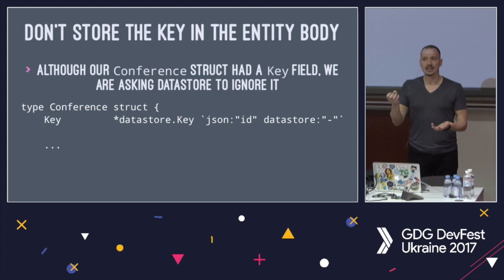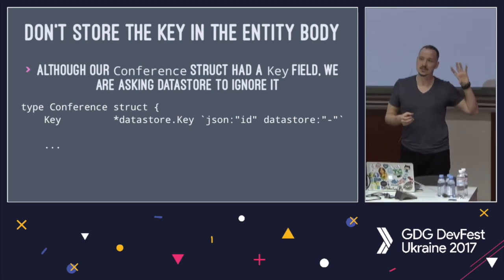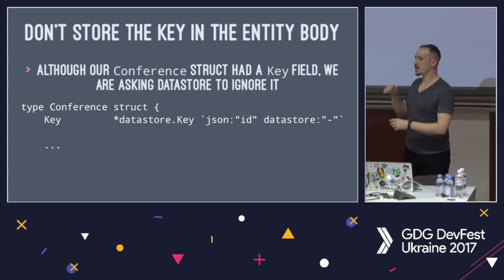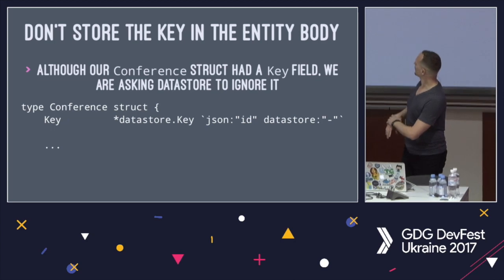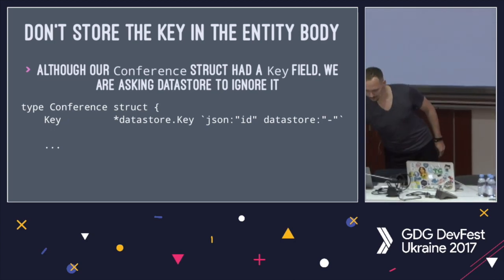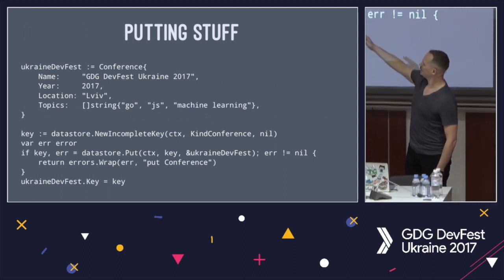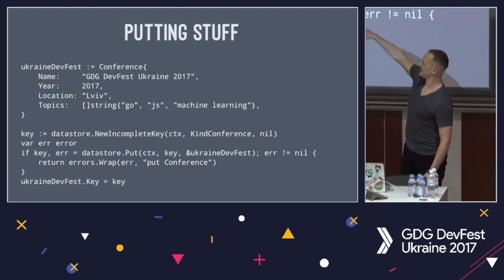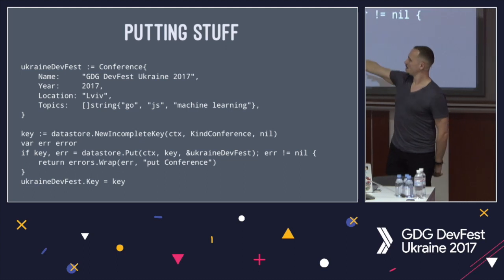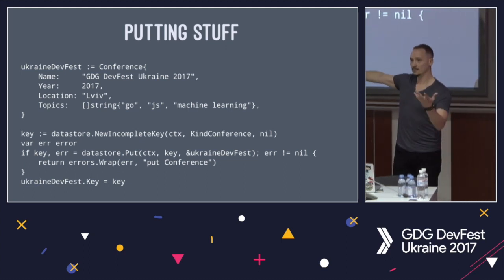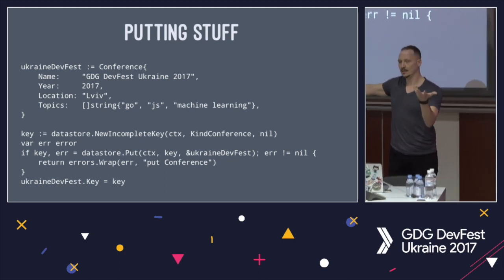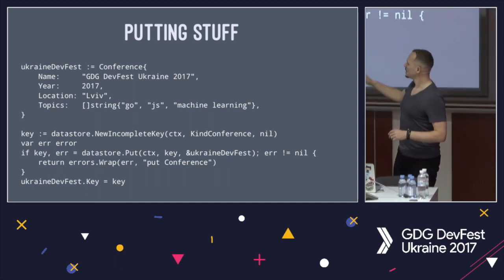We don't store the key in the entity body. So even though it's in the struct representing it, it doesn't go into the body. And I explained that earlier. So this is how you put stuff into the data store. You create the object. This is just standard Go. Then you use the datastore package from the Cloud SDK that comes from Google, it's just free.